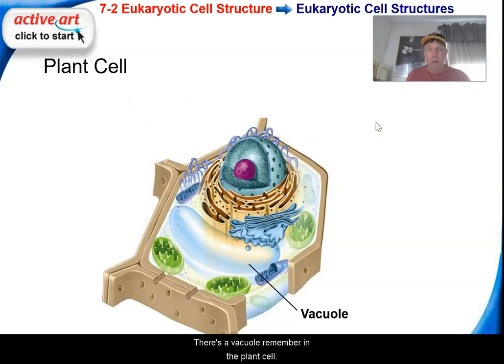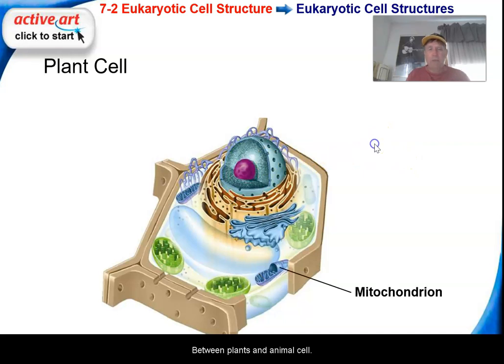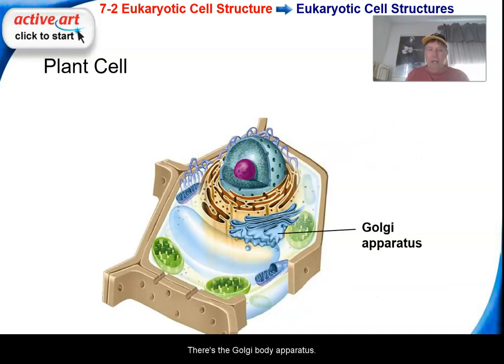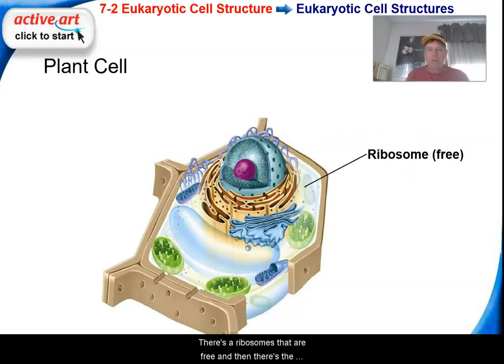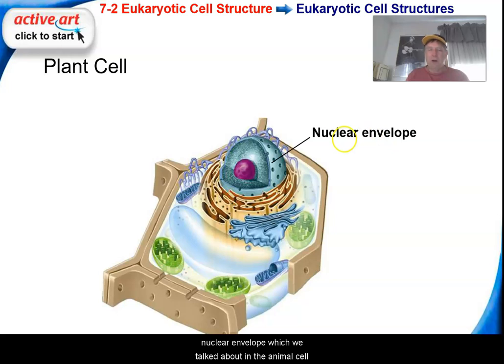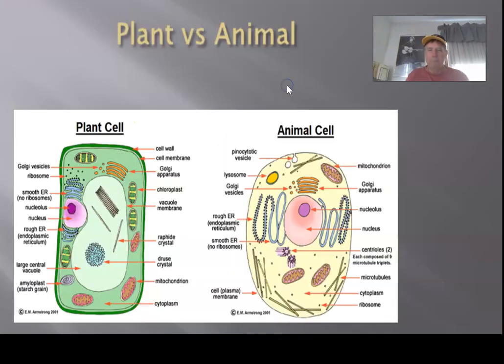There's a vacuole. Remember, in the plant cell, the vacuole is large, but in the animal cell, it's small. So there's another difference between plant and animal cells. There's the mitochondria. There's the Golgi body apparatus. There's the ribosomes attached to the endoplasmic reticulum, the rough endoplasmic reticulum. There's ribosomes that are free, and then there's the nuclear envelope, which we talked about in the animal cell.